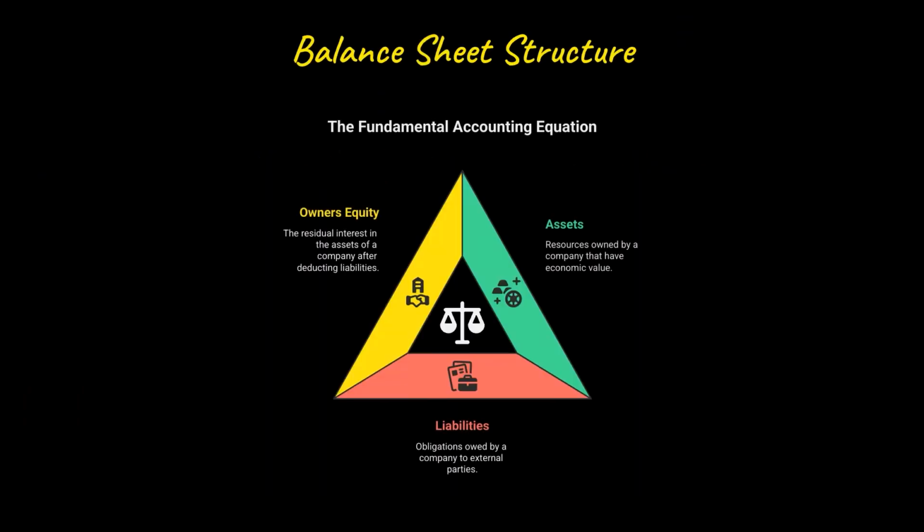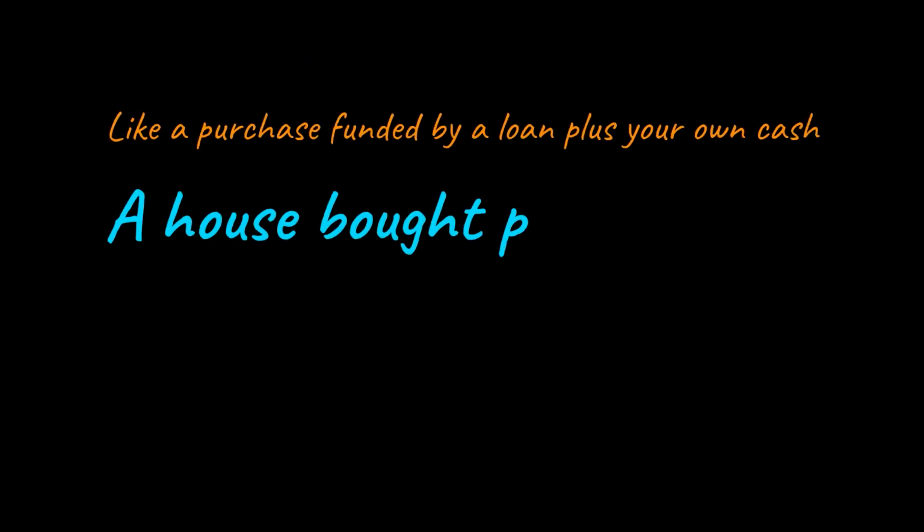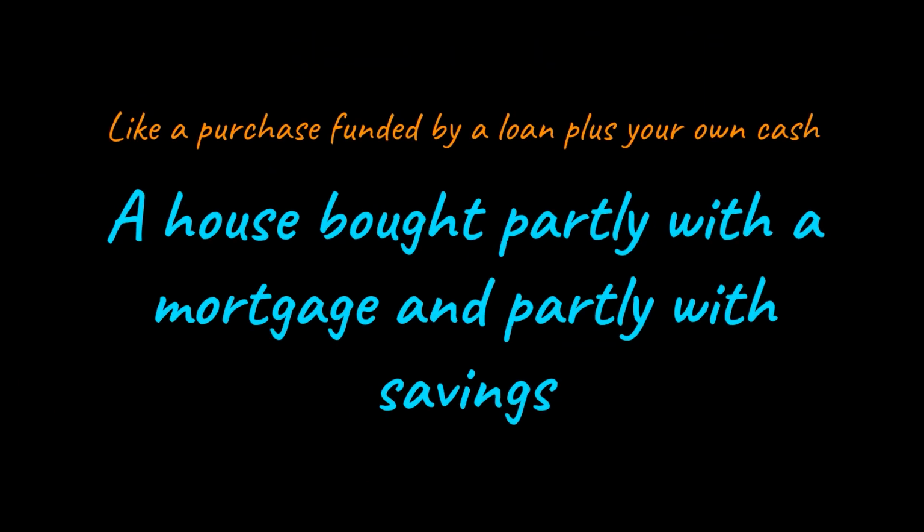On the balance sheet, assets sit on one side and liabilities plus owner's equity sit on the other. The two sides must always be equal. This is not a coincidence, but a direct consequence of double entry bookkeeping, where every transaction touches at least two accounts with perfectly offsetting entries. Think of buying a house. The home is your asset, the mortgage is a liability, and your down payment is your equity. The value of the house always equals the mortgage balance plus your personal stake. The same logic governs every company's balance sheet.